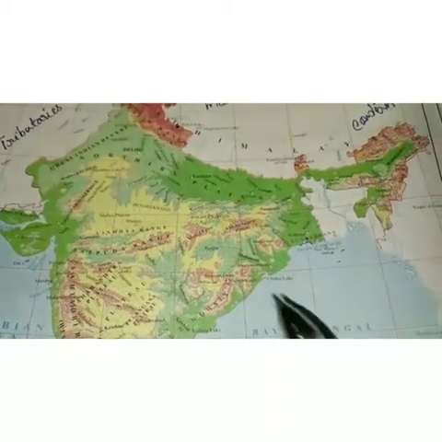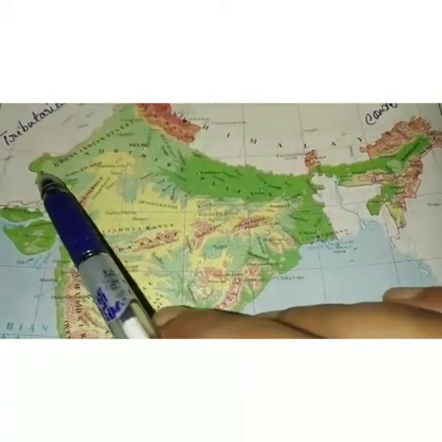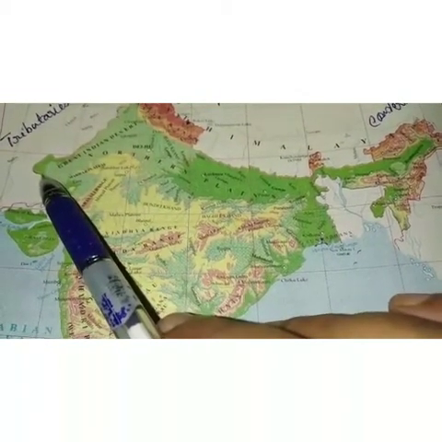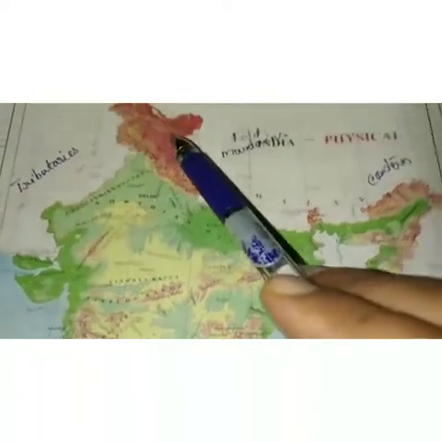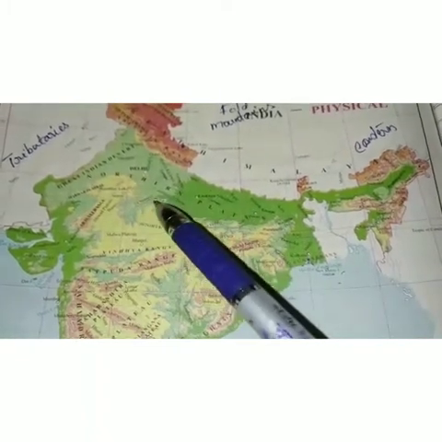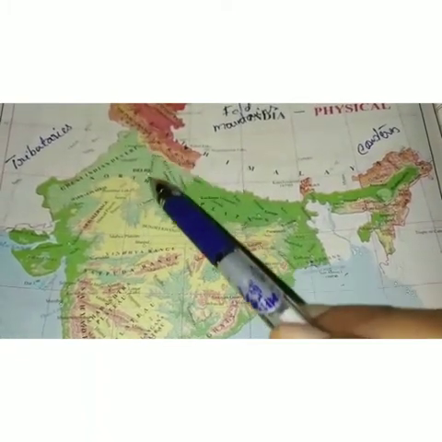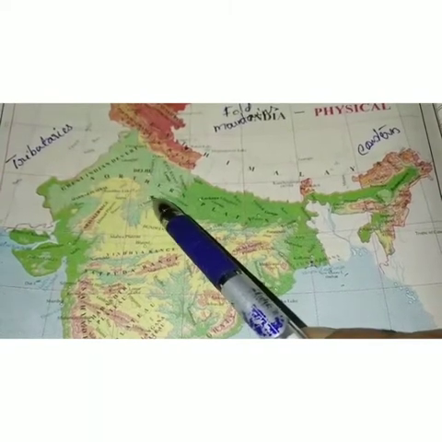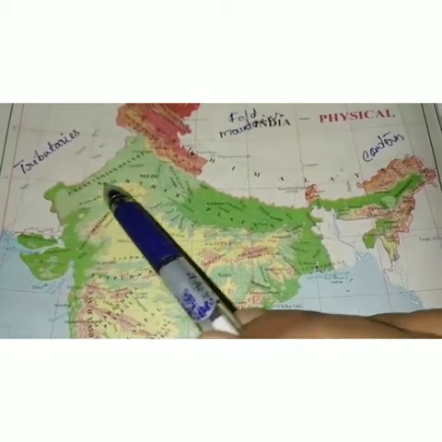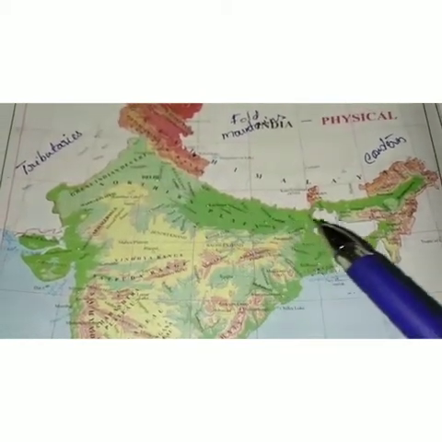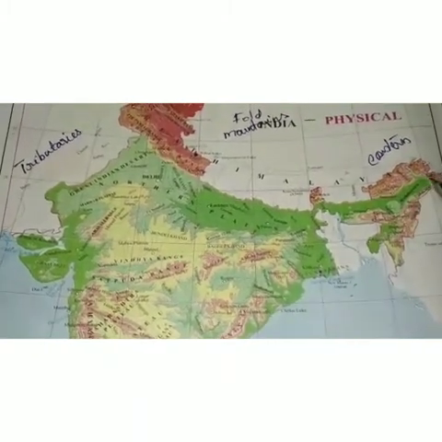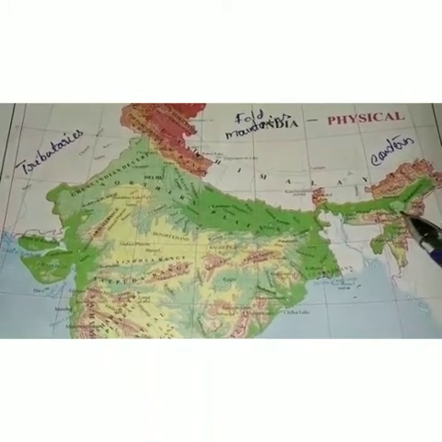Now let's check the location and extent of the North Indian plains. This division lies between the Himalayan ranges in the north and the peninsular plateau at the south. It extends from Rajasthan in the west to Assam in the east. It is mostly a flat, low-lying plain.